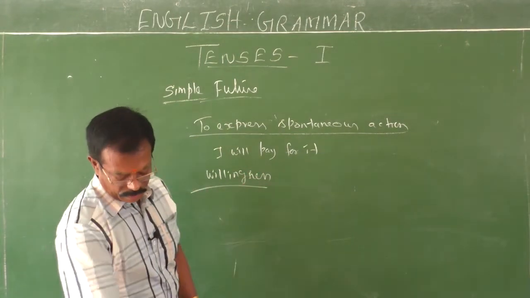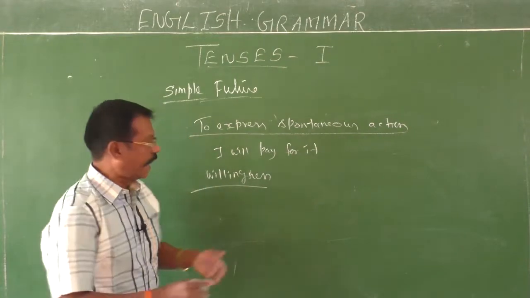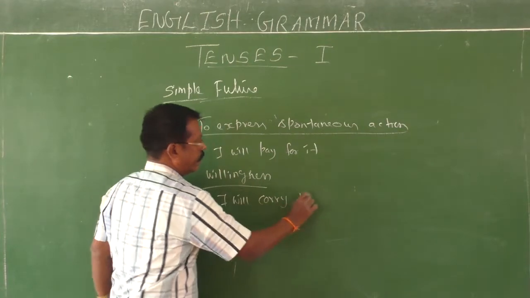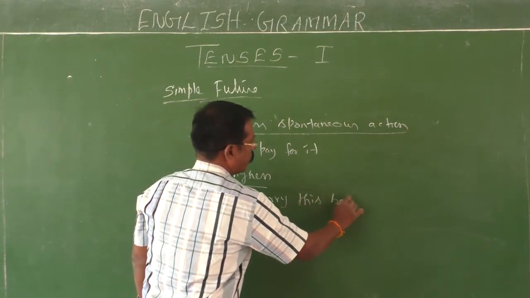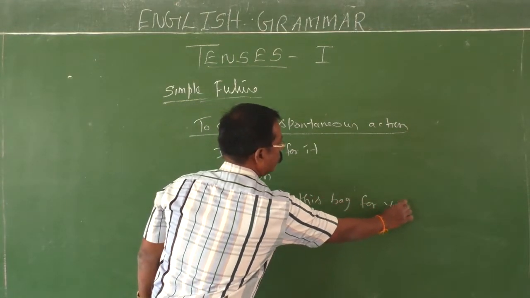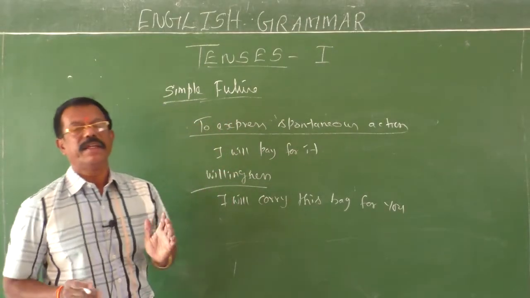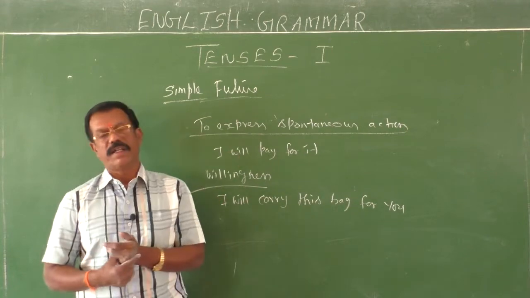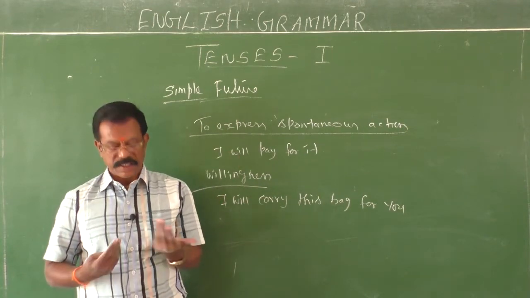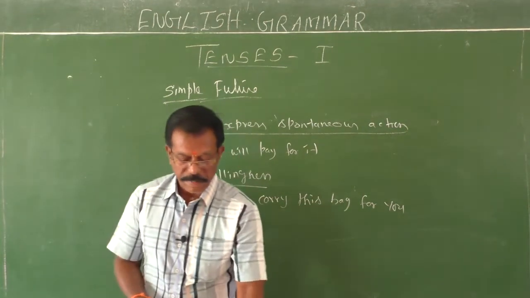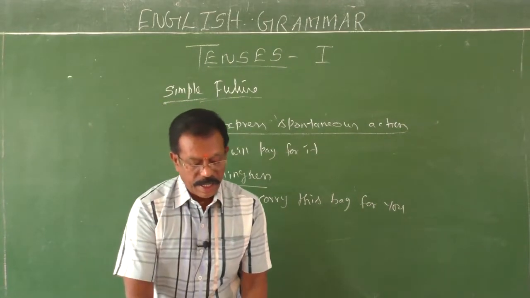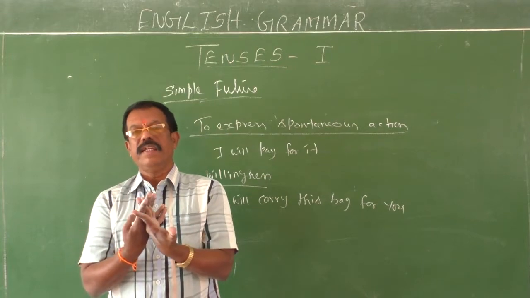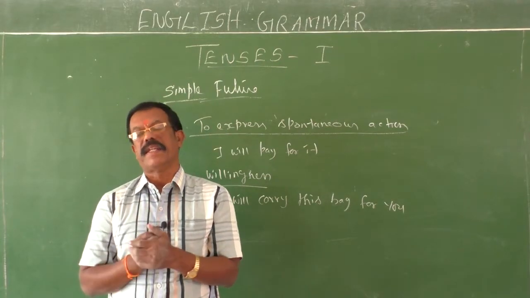To express your willingness, I will carry this bag for you. I will carry this bag for you. In such a way you can express future actions. With the help of these models, you can express actions in the future. Okay, so for now I explained to you the structure of the three basic simple tenses.